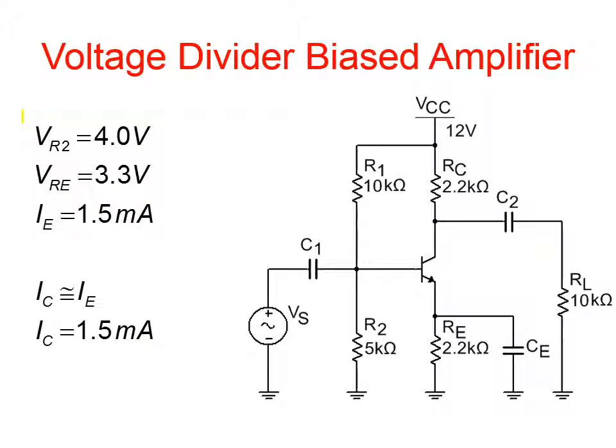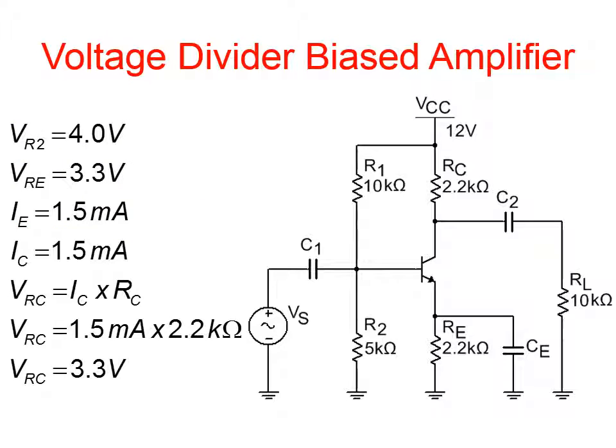So now we march forward. We found 3 quantities. So IC is approximately IE, which is 1.5 milliamps. So now we have these 4 quantities calculated. We can find the voltage across RC. That's IC times RC. So that's the current coming down through RC. It's 1.5 milliamps times RC. So the voltage across RC is 3.3 volts.